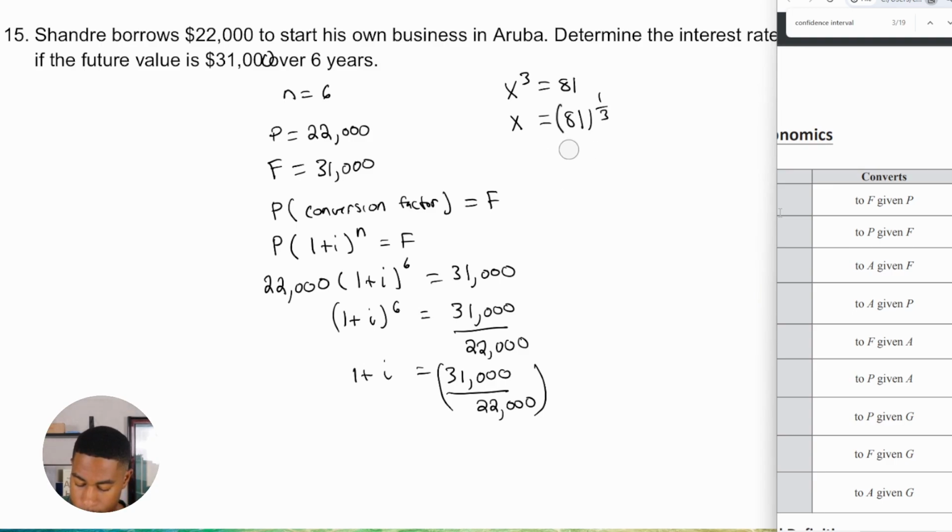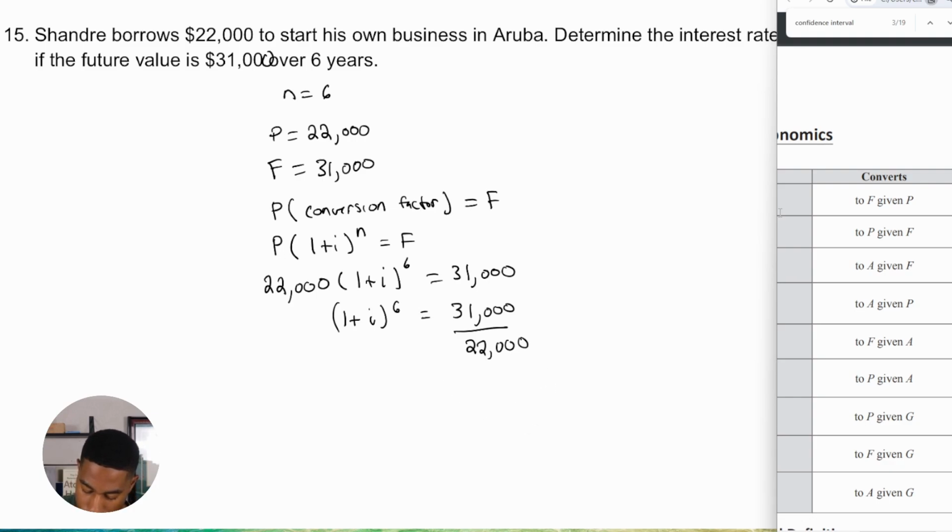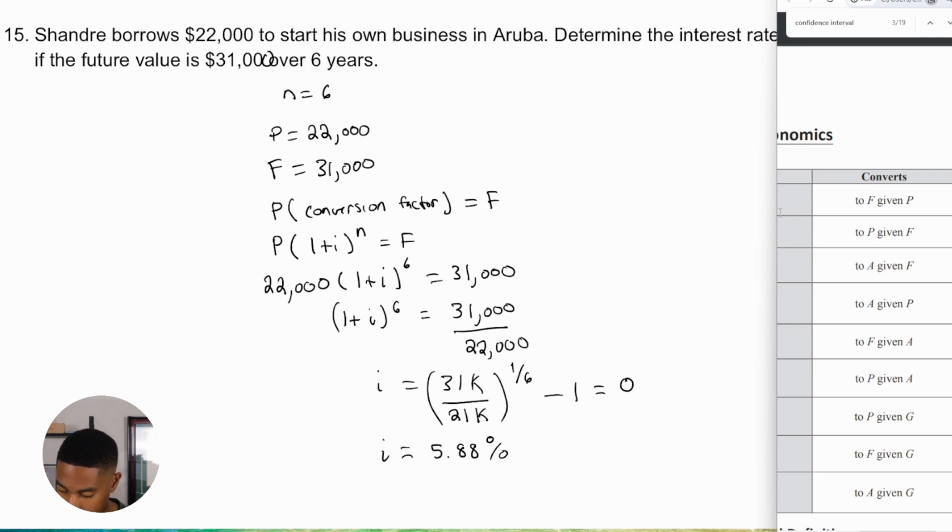So knowing that, now we can solve our equation. How do we get rid of that 6 power? We can say that 1 plus i is equal to 31,000 over 22,000, all to the 1/6. And then if we subtract 1 from both sides, that's what i is equal to. So i ends up totaling 5.88%. You probably got a decimal, which would have been 0.0588. You have to multiply by 100 to get it in percent.